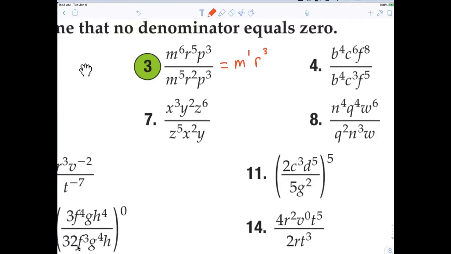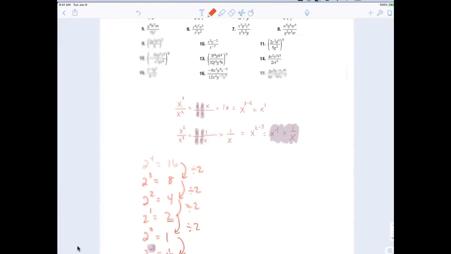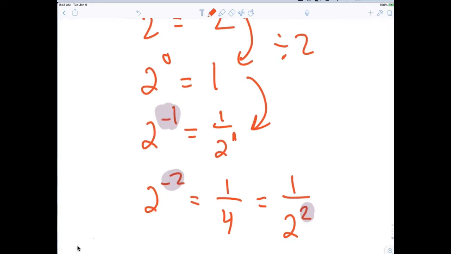Everybody agree? If I say what is P cubed divided by P cubed, everybody should say that's obviously 1. Anything divided by itself is 1, except for 0 divided by 0. We'll talk about that later. Anything divided by itself is always 1. That's why we said over here, anything to the 0 power is 1. Does that make sense now?